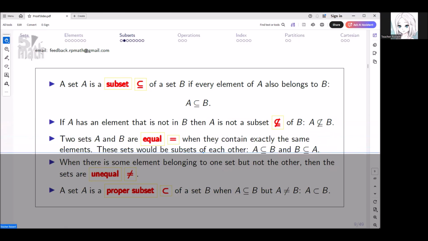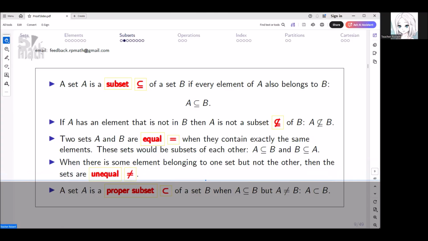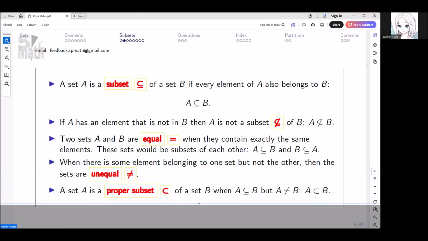Two sets A and B are equal when they contain exactly the same elements. These sets would be subsets of each other, A subset of B and B subset of A. When there is some element belonging to one set but not the other, then the sets are unequal. A set A is a proper subset of a set B when A is a subset of B, but A does not equal B.